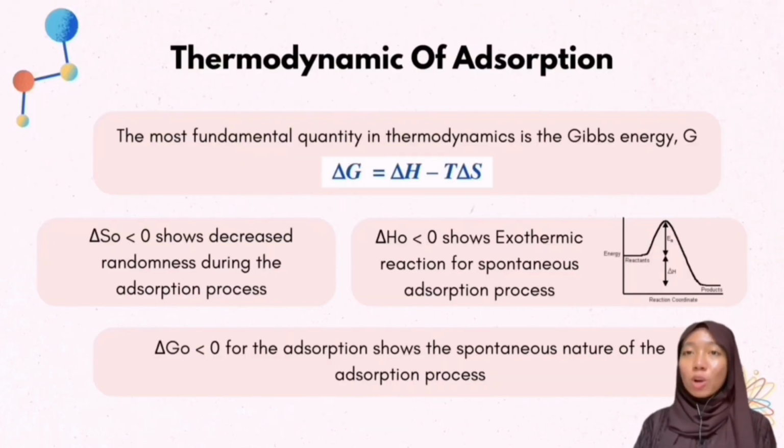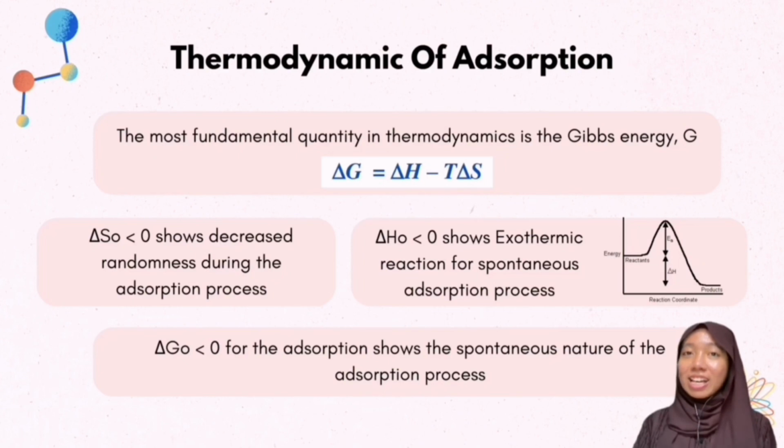The most fundamental quantity in thermodynamics is the Gibbs energy. The relationship between the change in Gibbs energy, entropy, and enthalpy is referring to this equation: delta G equals delta H minus T delta S. So as the entropy is lower than 0, meaning a negative value, it shows decreased randomness during the adsorption process because the value of initial entropy to the final entropy is decreasing. So the value of entropy is negative.